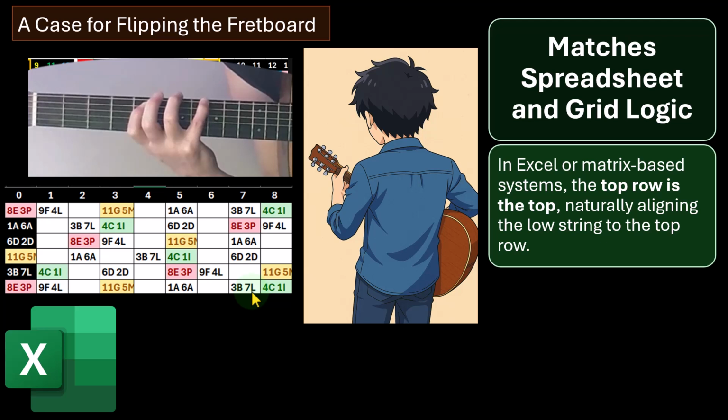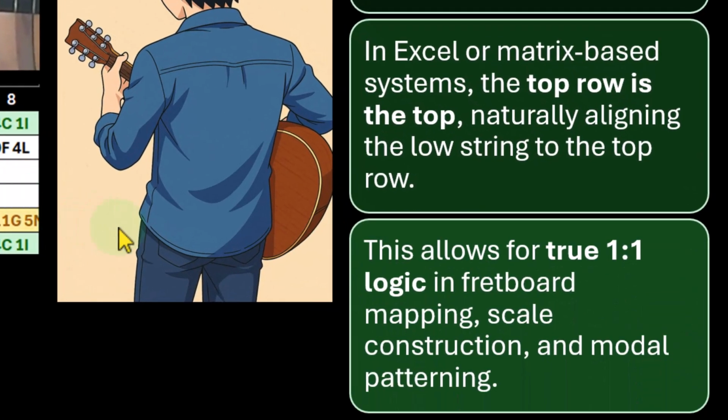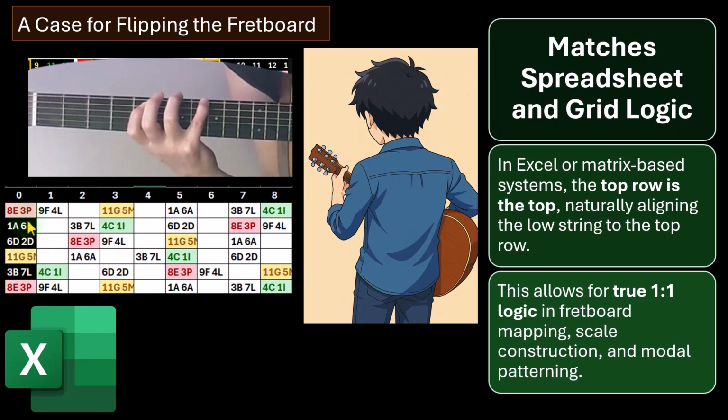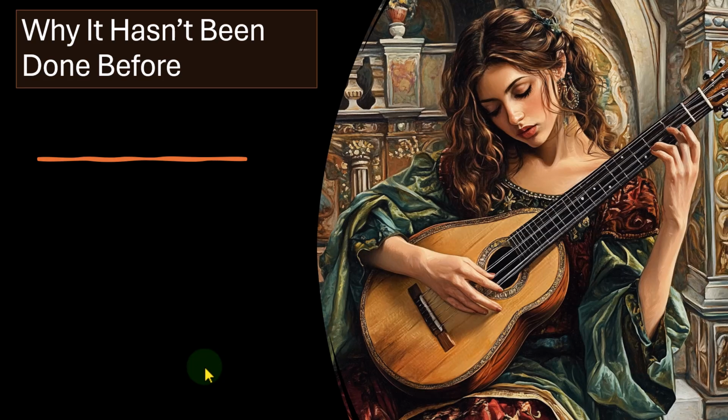So in Excel or a matrix base, the top row is the top, naturally aligning to the low string. So we can obviously line it up by basically imagining that we imprint the strings on the screen in our Excel worksheet, and it's just perfect. So this allows a true one-to-one logic in fretboard mapping, scale construction, and modal patterning. So now I have something here where I can visualize my hand as I'm playing as one-to-one as possible. That's what you want with tablature, because it's not, right?